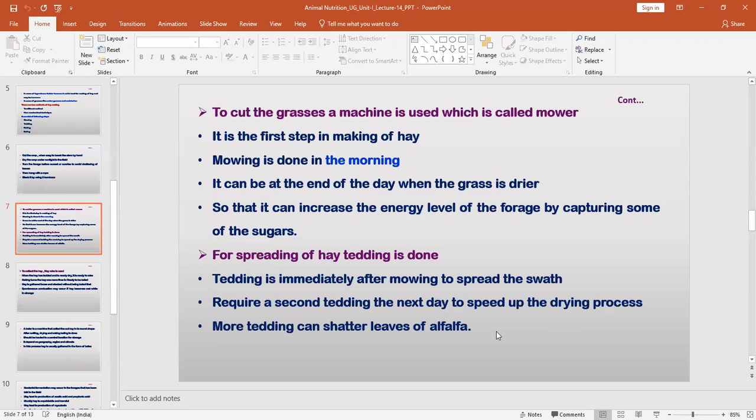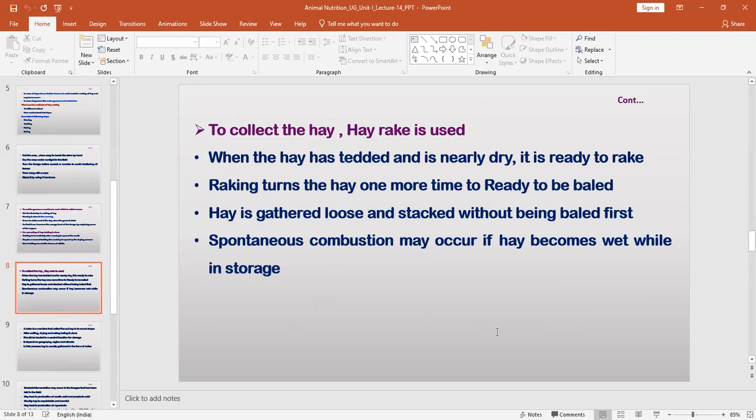But there may be a chance of shattering of the leaves while tedding is performed. And lastly, we can rake it properly. After the tedding, we rake it properly, and raking turns the hay once more to dry. After raking, we can start baling. That means we can bind it or bale it, and we can use a machine like the baler machine, or we can bale it by hand itself. Nowadays baler machines are very much available in the markets, and large farmers have baler machines for baling the fodder crops.